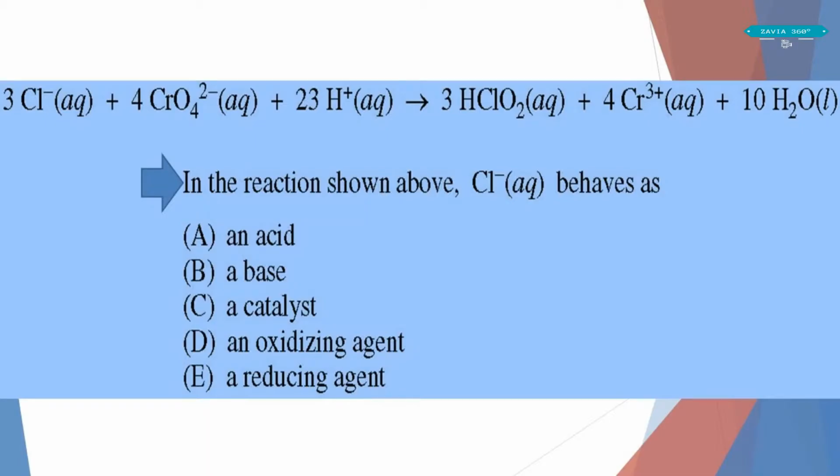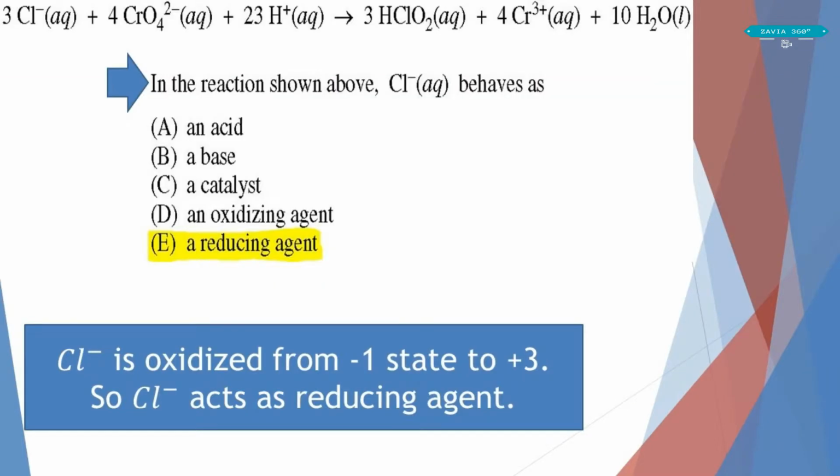In the reaction above, chloride ion is oxidized from the -1 state to +3. So, chloride ion acts as a reducing agent.